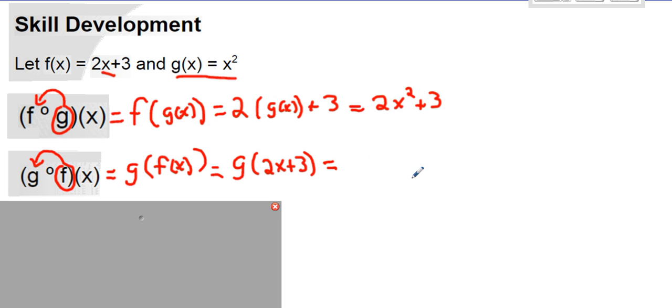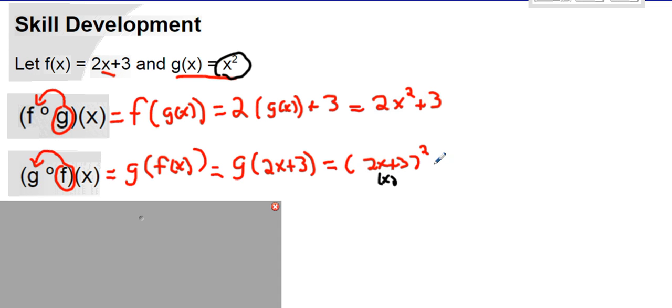Well, since g is x squared, I'm going to pull out the x and replace it with 2x plus 3, and that would all be squared. And remember, in your function, this was the original x that we substituted out right here. Okay, so either way will work. You're going to have to find the way that works best for you.